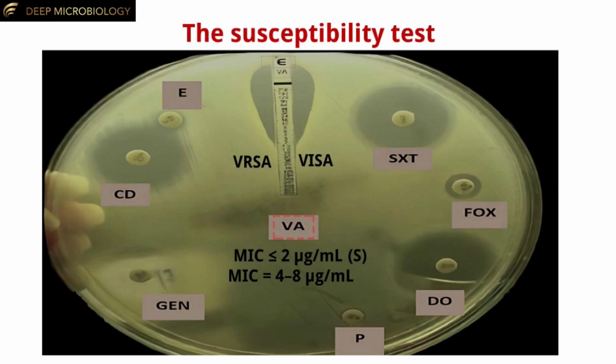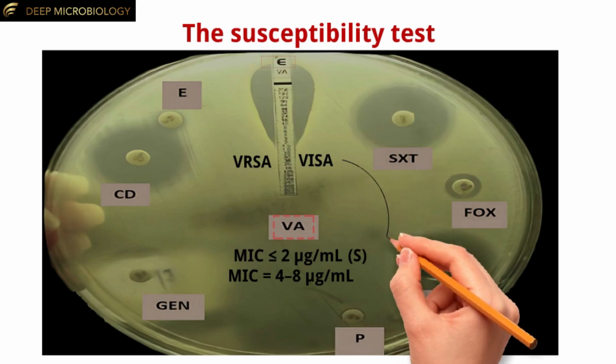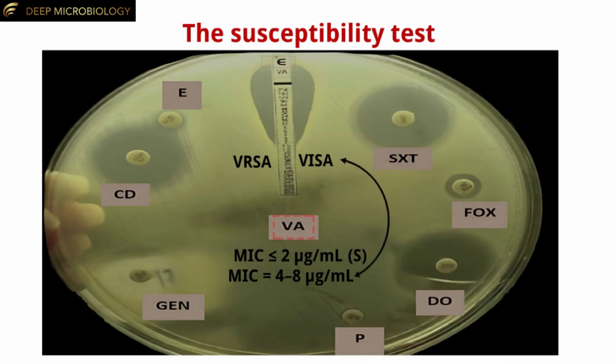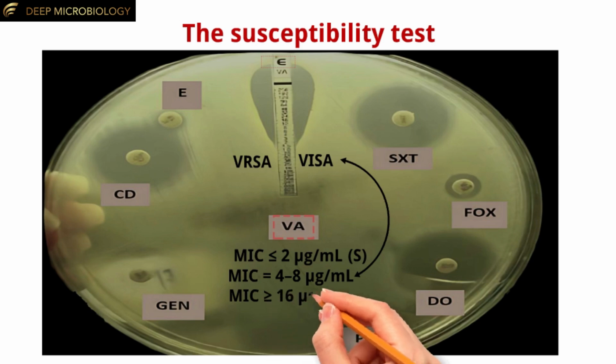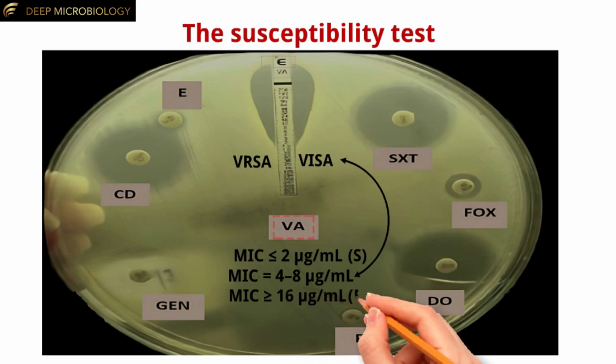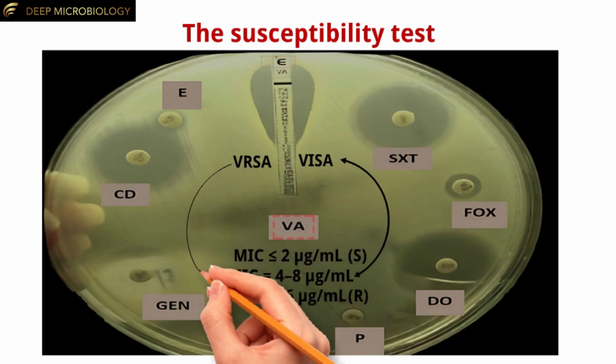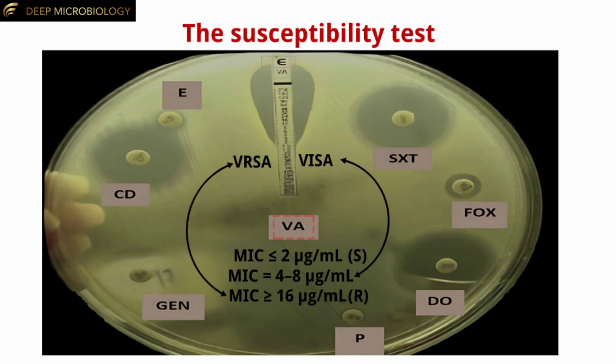These strains are termed vancomycin-intermediate Staphylococcus aureus, and treatment options for this strain may require alternative antibiotics or combination therapies. And if MIC is greater than or equal to 16 micrograms per milliliter, this indicates high-level resistance to vancomycin. And strains, called vancomycin-resistant Staphylococcus aureus, often require alternative treatments such as linezolid or daptomycin.